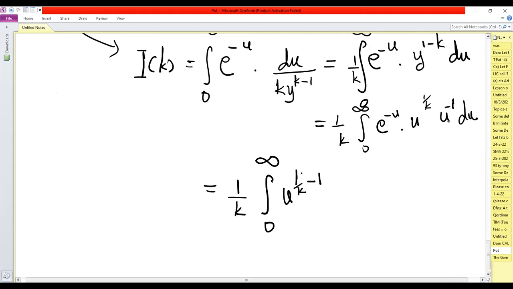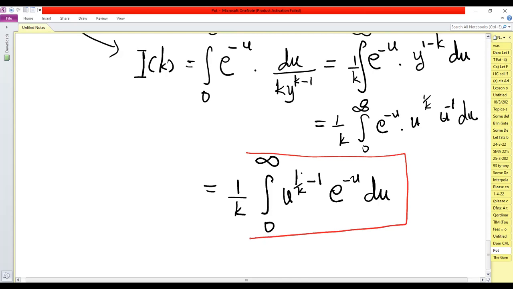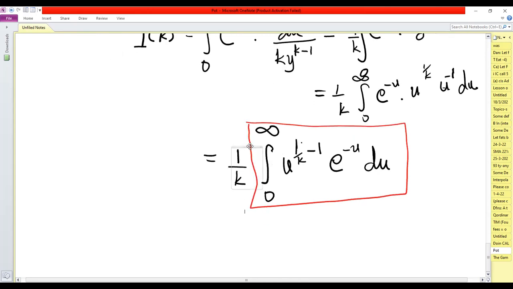Now using laws of indices on these two terms, two values of u, e raised to the power minus u, and then du. And you see this integral here is simply the structure of gamma of 1 over k. So this is the same as 1 over k, gamma of 1 over k. So therefore, I, for the integral given, is simply 1 over k, gamma of 1 over k.